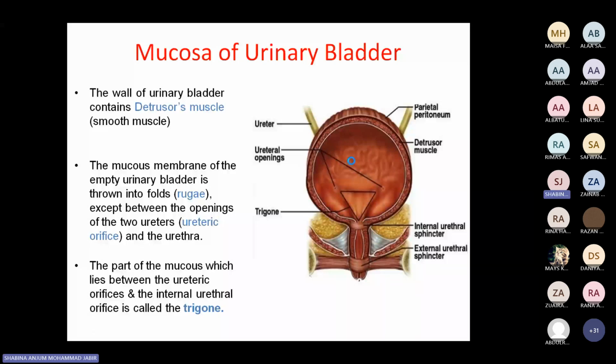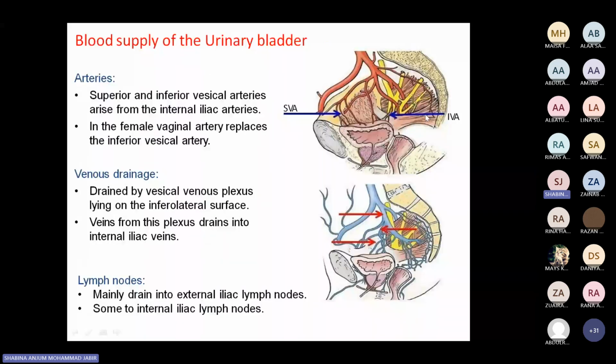This is the blood supply of the urinary bladder. So there we have the superior and inferior vesical artery, which will be branches from the internal iliac artery. But only in females, the inferior vesical artery is replaced by the vaginal artery.